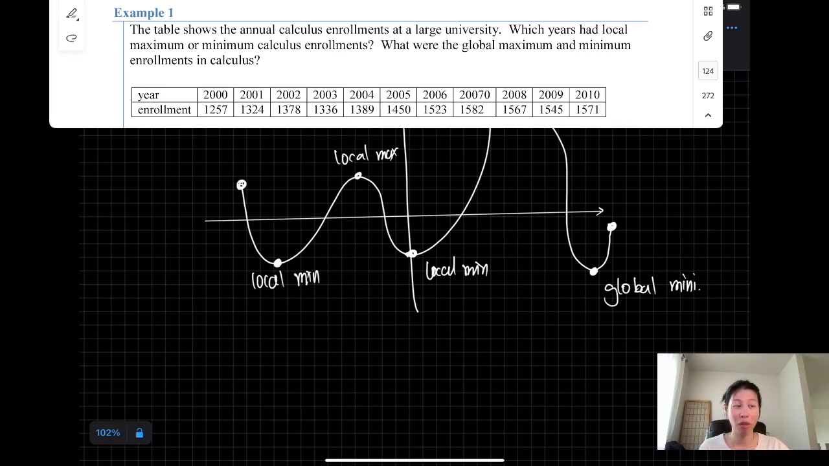Which year had the local maximum or local minimum calculus enrollment, and what were the global maximum and the global minimum in calculus? Well, I think the easiest one to find is the global maximum and the global minimum first. So let's take a look. Which point gives you the lowest enrollment?